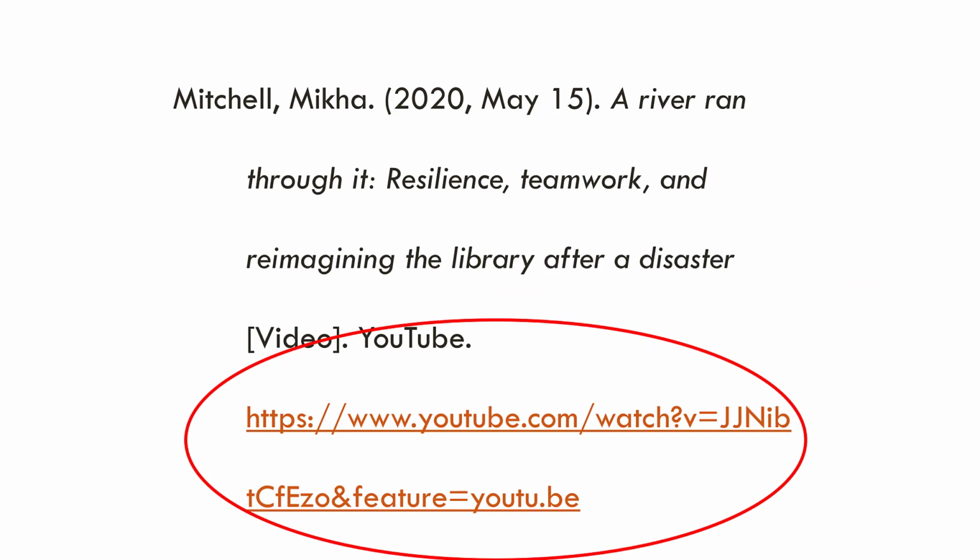For a web page, you would put the URL at the end as well. Again, notice the lack of a final period. This keeps the URL intact. A period could keep it from working properly.